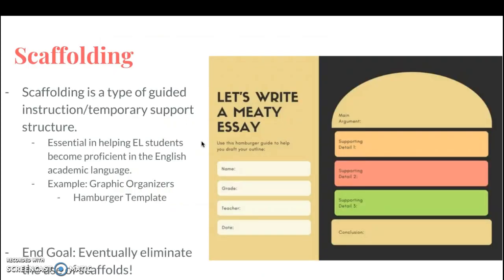So another tool that you could use in the high support part of that diagram is scaffolding. Scaffolding is a type of guided instruction or temporary support structure. It is really essential in helping EL students become proficient in English academic language because it can be applied through all content areas, just through different diagrams. As an example, I put this really basic one, probably everybody remembers from elementary school, the hamburger template for writing an essay. The goal of scaffolding is to eventually eliminate the need to use the scaffold.